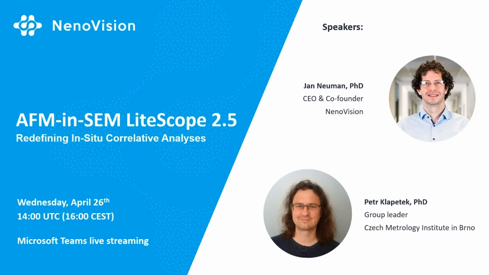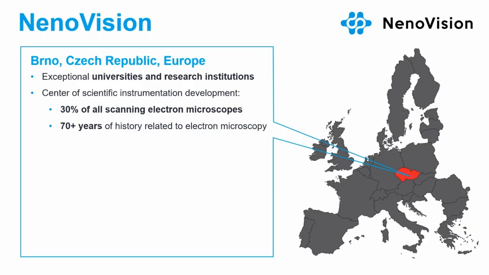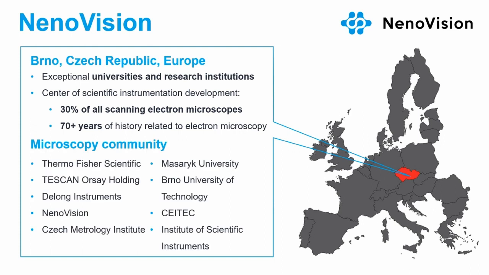So let me briefly introduce you NanoVision. The company is located in Brno in the Czech Republic, we say in the heart of Europe. It's quite well known as a university city, but also mainly for the long tradition and history of the development and production of electron microscopes. Statistics say that about 30% of the global production of electron microscopes is performed in Brno, and also related to development.